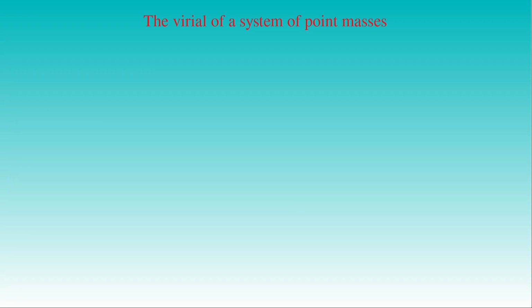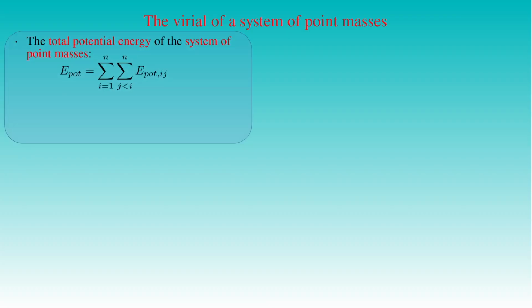After having expressed the virial of a closed system in terms of the interaction forces, we will assume that these forces are conservative, that is, they are independent of the velocities of the point masses and do not have explicit time dependence. In that case, we can define the total potential energy of the system of point masses as the sum of the potential energies of all the point masses in the system due to the interactions between the particles.